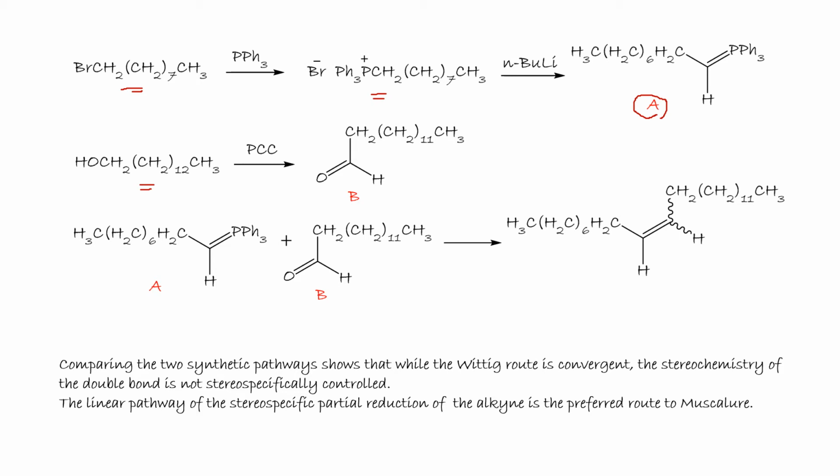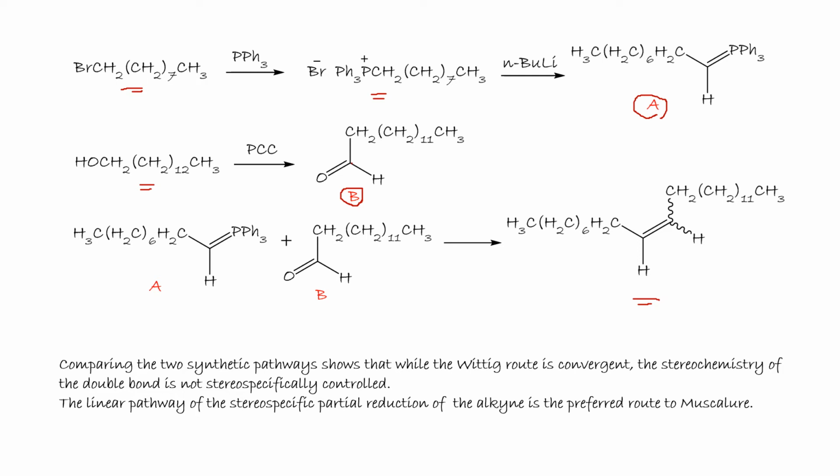The C14 primary alcohol with pyridinium chlorochromate will give the aldehyde B. Reacting A with B will give you the target molecule. But notice that there is no stereo control over the final product. We get cis and trans.